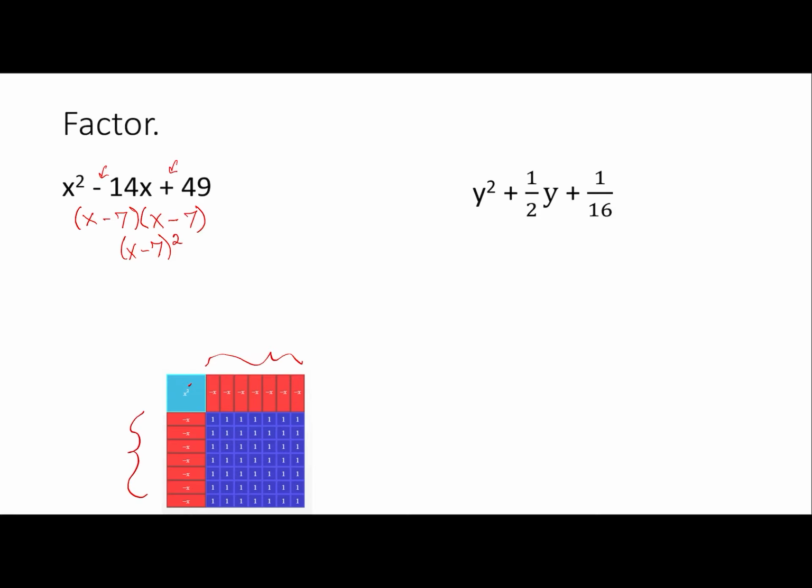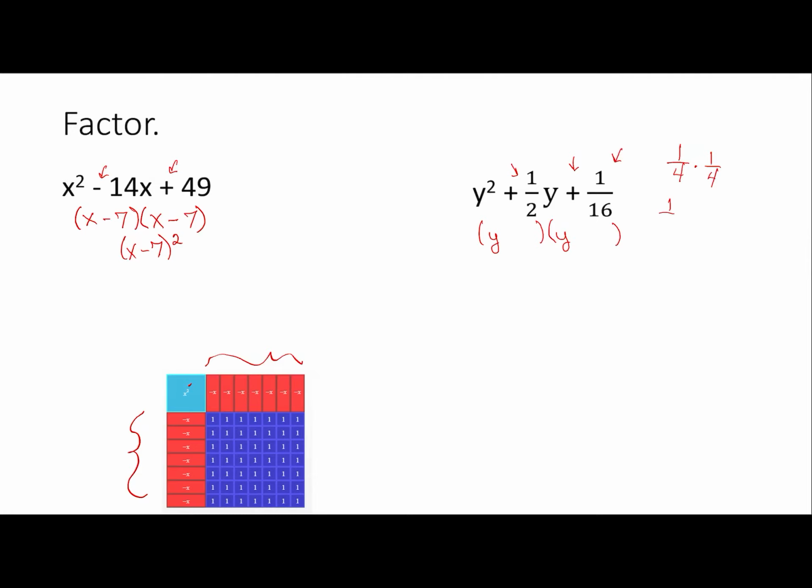For our second problem, we need to factor y squared plus 1/2 y plus 1/16. So, once again, we'll ask ourselves what are ways that we can multiply something together to get a y squared, and we're multiplying y by y. And we need to get factors of 1/16 that will add to become a positive 1/2. Well, factors of 1/16 are 1/4 times 1/4.